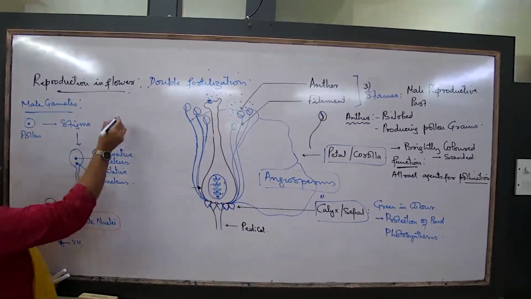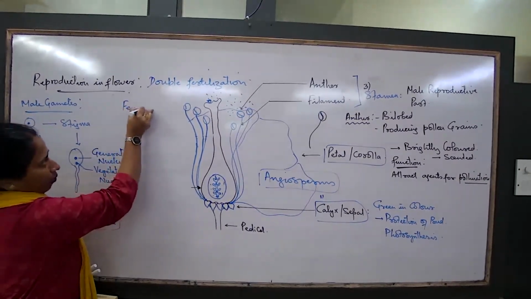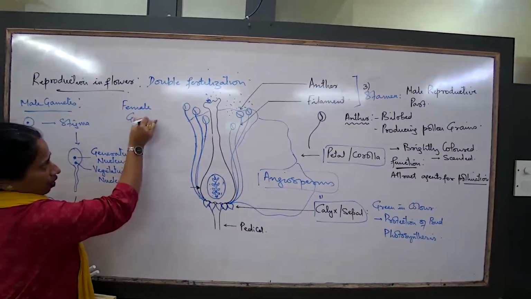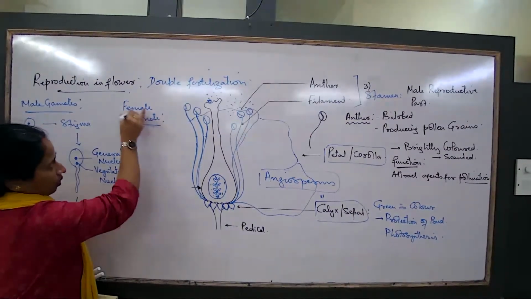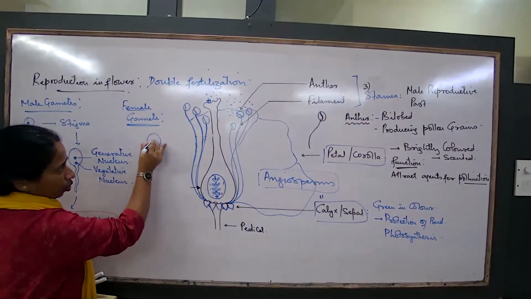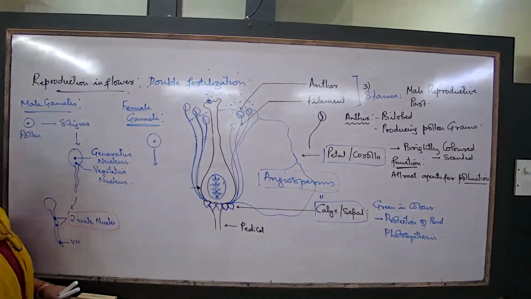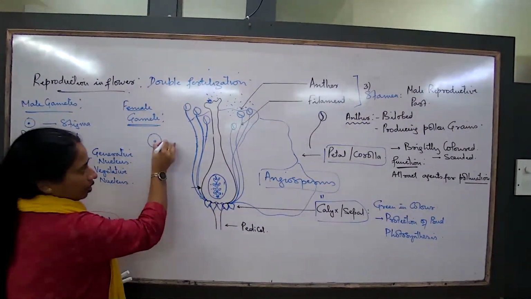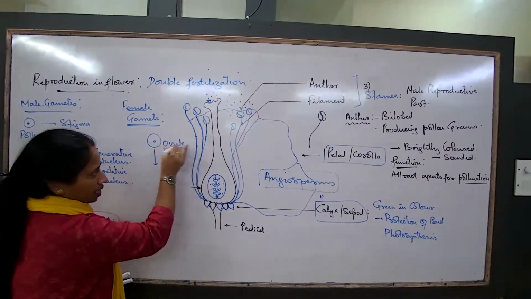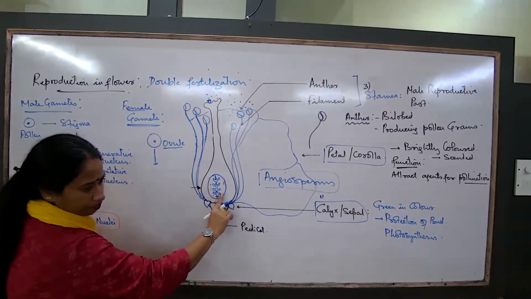This is the male gamete. I talk about the female gamete then, a single cell of the ovule. What will happen to this single cell of the ovule? What is this I have drawn here? This is the ovule. What is an ovule? It is the chamber of the ovary.